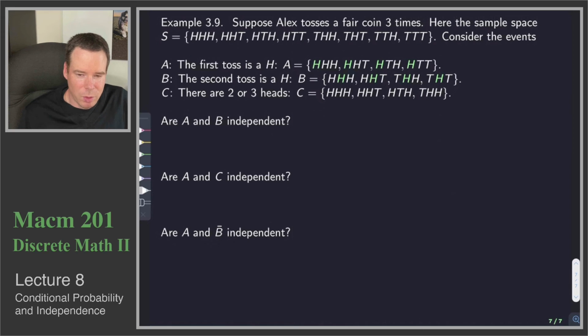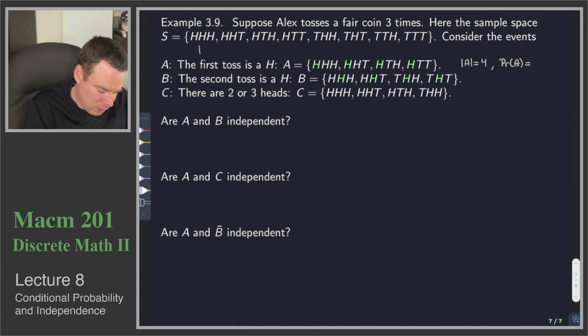So there are the 4 possible outcomes where the middle toss is an H. And the last event is there are 2 or 3 heads in the toss. So what do we have for values here? We have that the size of A is 4. And so in this case, the probability of A is the size of A over the sample space. The size of our sample space is 8. So that would be 4 over 8, or a half.